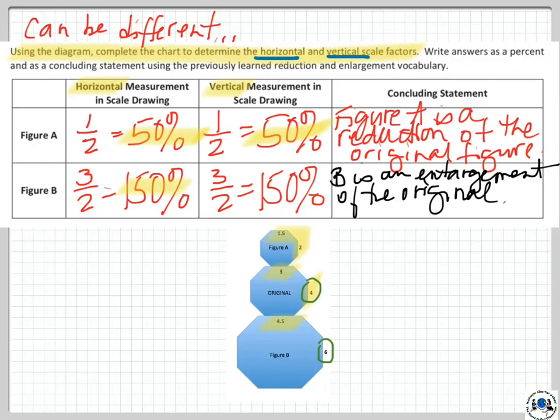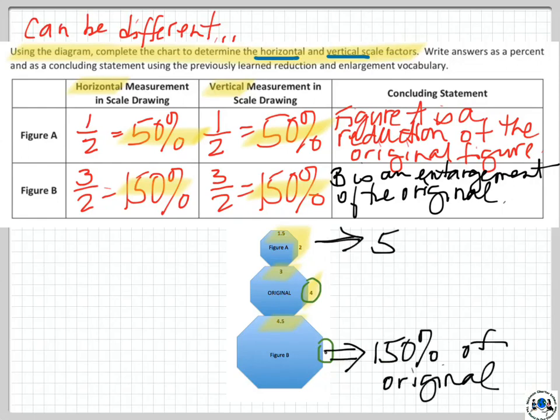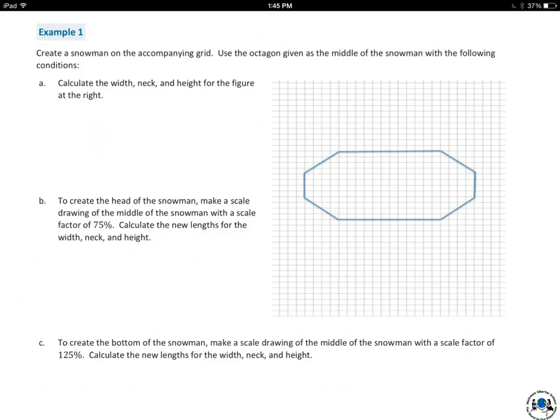Figure B is 150% horizontally and 150% vertically. Therefore, it does have just one basic scale factor. 150% of the original and 50% of the original. Okay, all right. So here we go.